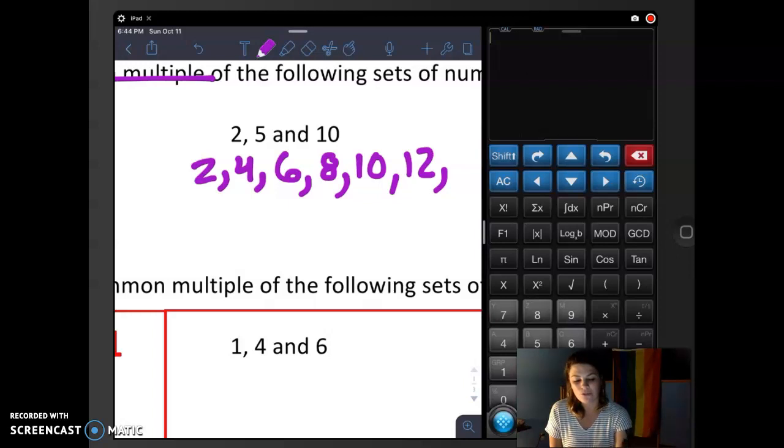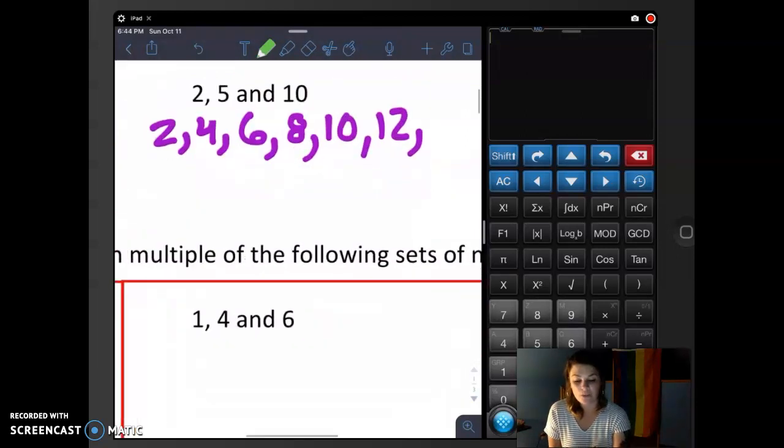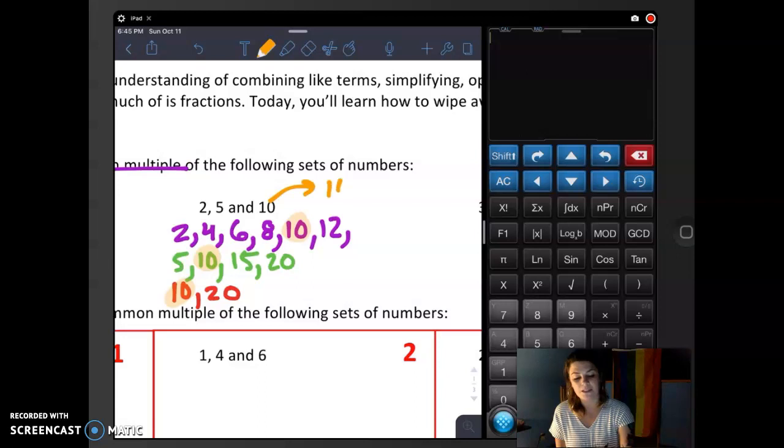So then the next one we can do is 5. So we will say, okay, starting with 5 times 1, we have 5, and then 10, and then 15, and then 20. All right, I'm going to stop there because I see that our next number is 10. So you start with 10 times 1, and then 10 times 2. So here I can see that 20 is in both of these, but it has to be in all 3. And also it has to be the smallest number possible. So 10, 10, and 10, that's the smallest number that they all have in common. So our answer for the least common multiple is 10.